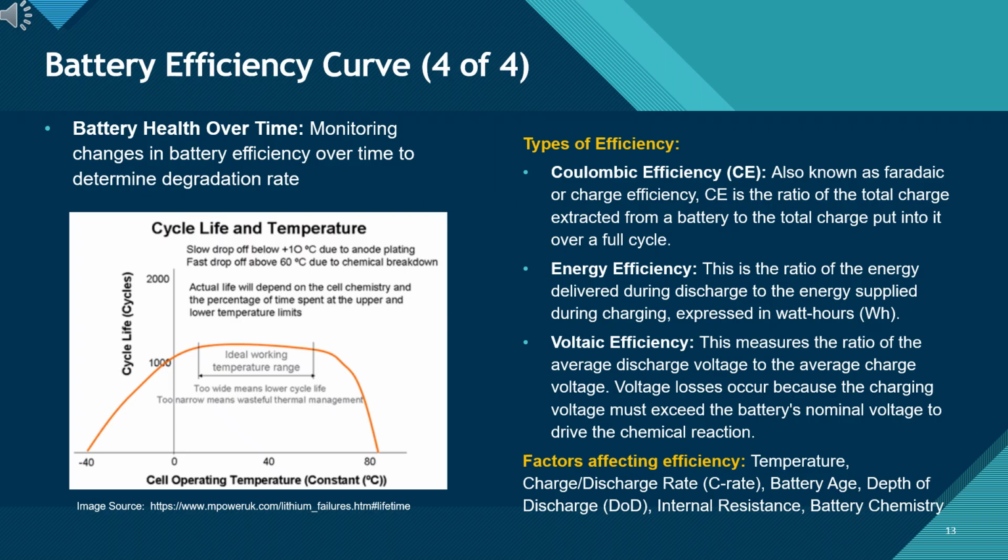All of these efficiencies degrade over time, influenced by temperature, C rate, battery age, depth of discharge, internal resistance, and the specific chemistry. The key idea is that controlling these factors helps maintain long-term battery performance.